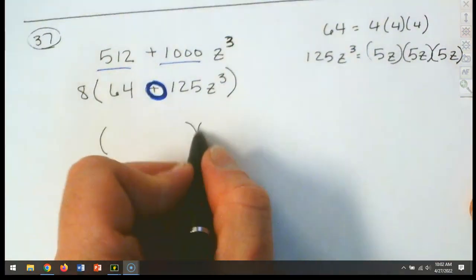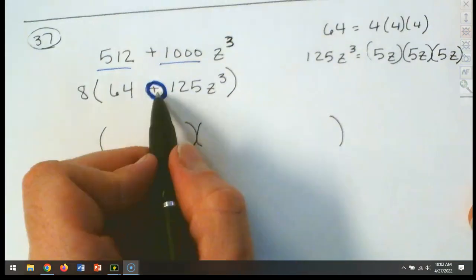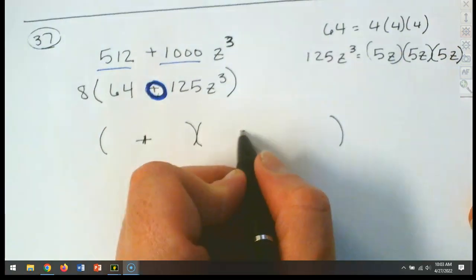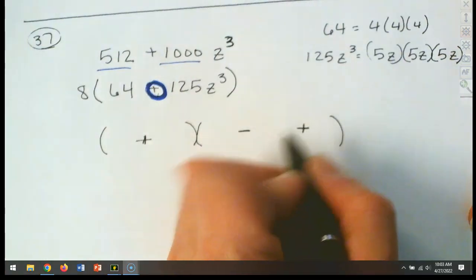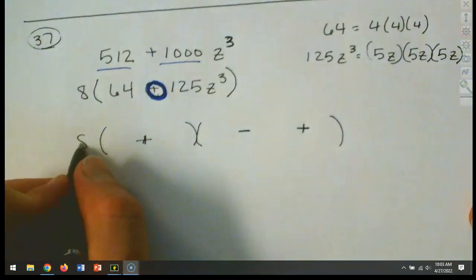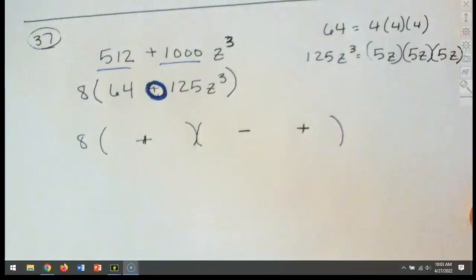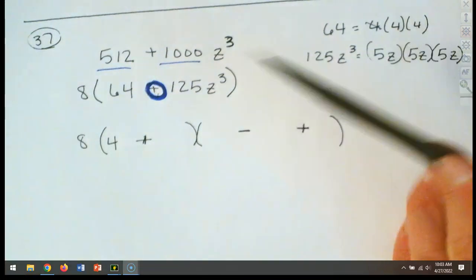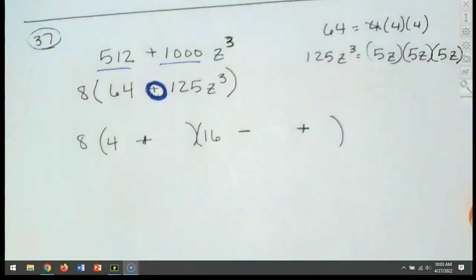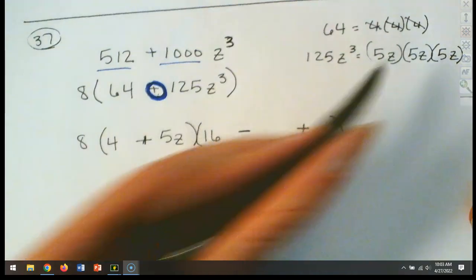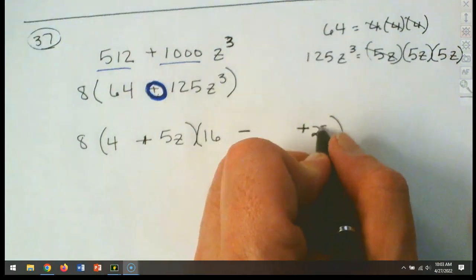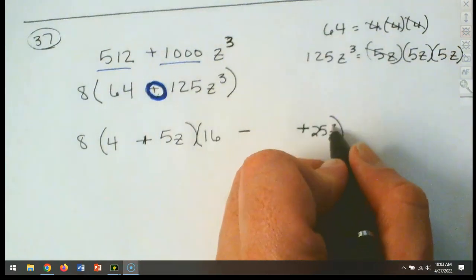Let's review the signs. How do the signs go? Starts off with whatever sign is in the middle for cubes. So this is a plus, minus, plus. The 8 just simply comes down. And we've got our 4 gone. What's left over? 4 times 4, which is 16. And we have a 5z gone. What's left over? 5 times 5, which is 25, z squared.